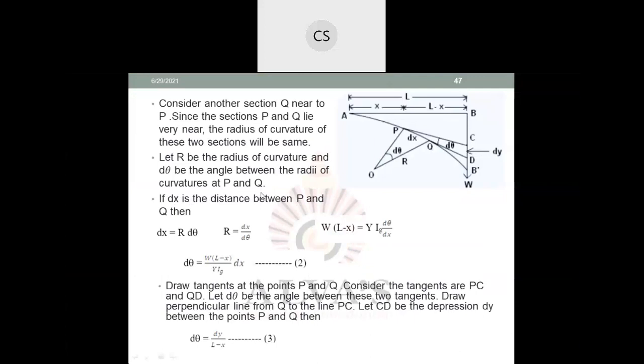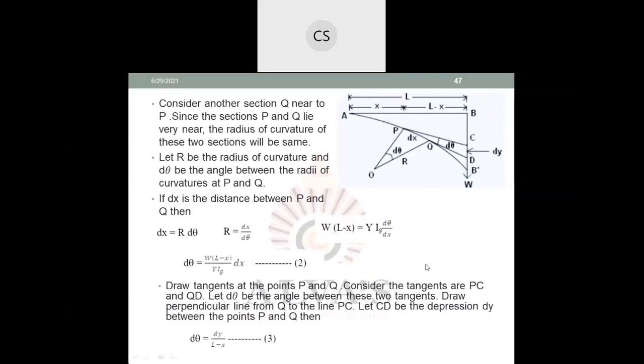Mayur has asked, is L minus x a depression? No, it's not. That is the initial assumption we made. PB and PB dash are equal. If PB dash and PB are equal, even PC is also equal. So PC is nothing but L minus x.